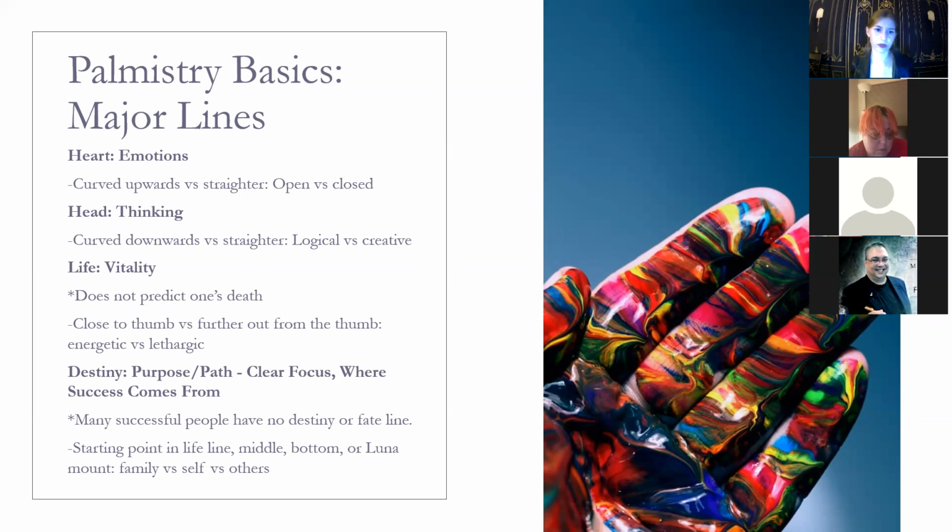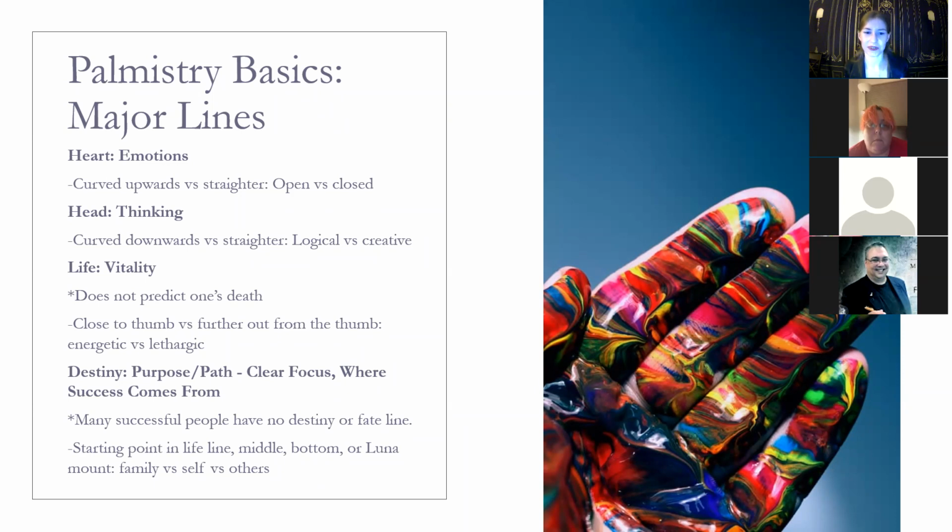So now I want to move to the destiny line, which is often called the fate line. This has to do with purpose and path. It has to do with clear focus and where your success is coming from. It's a bit more complicated than these three other lines, and you'll find not everyone has a destiny line. Does that mean they have no destiny? No.